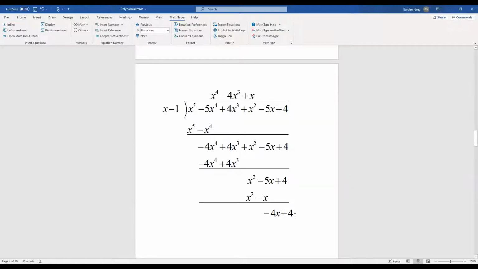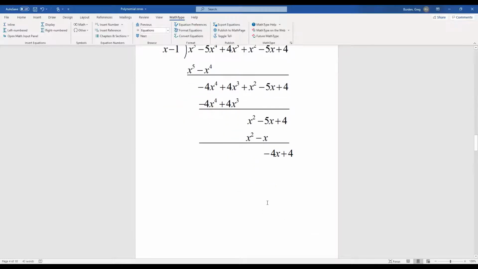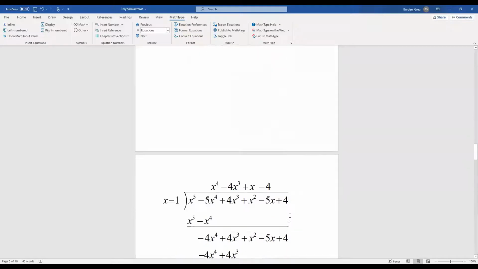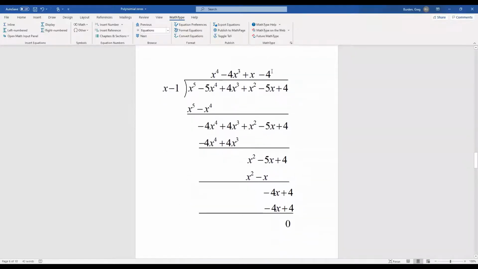We will then do one last division, x minus 1 into that. It goes negative 4 times. Negative 4 times x minus 1 will give us that thing. So put a negative 4 up here in the quotient area. Negative 4 times x minus 1 is negative 4x plus 4. Subtract and get a remainder of 0. The reason we get a remainder of 0 is because x minus 1 divides evenly into x to the fifth minus 5x to the fourth plus and so on. And I knew it would divide evenly, which is why I divided.